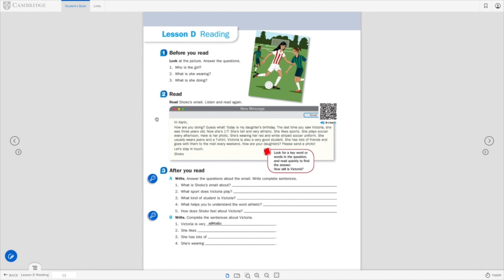Okay, so now you have some information about how to read and how to get information from your reading before you read.